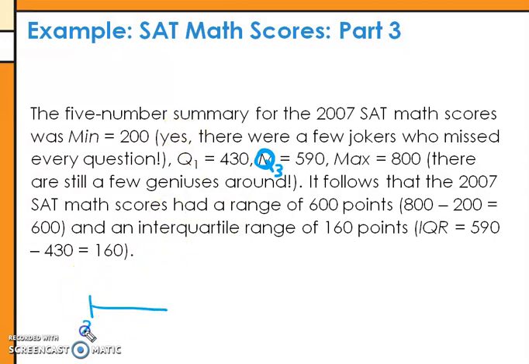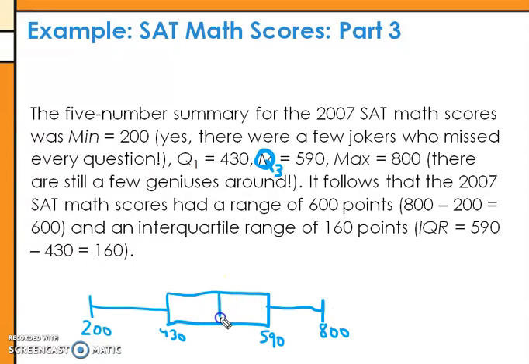So if the low score is 200, Q1 is 430, Q3 is 590, and the maximum score is 800. I think they didn't tell you the median in this one, just because you don't need it for range or interquartile range. Okay, so what's our range?